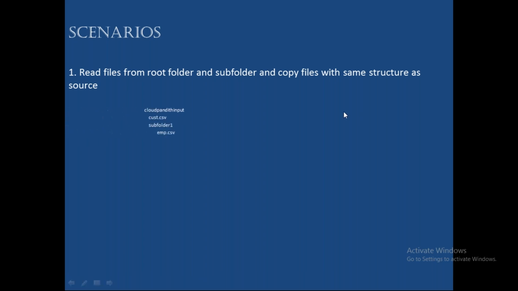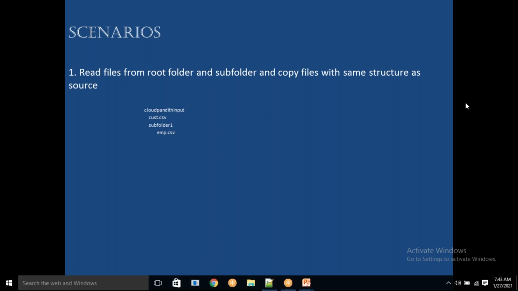See the example. So you have a Cloud Pandit input. Inside Cloud Pandit input, you have a cust.csv, and then you have a subfolder one. Inside subfolder one, you have an emp.csv. So this is my structure, this is how I have organized the data. Cloud Pandit input is a container. Inside the container, I have a cust.csv file. Cloud Pandit input is the main folder. Inside that, I have uploaded a cust.csv.